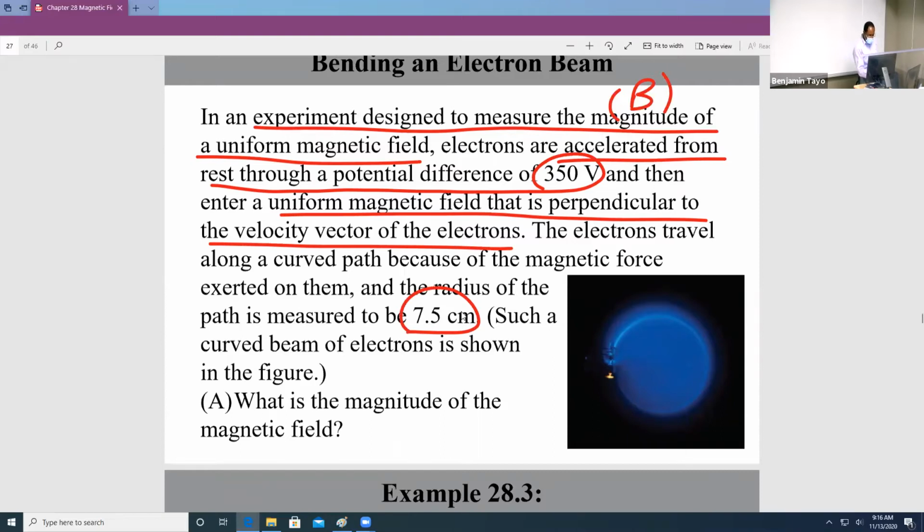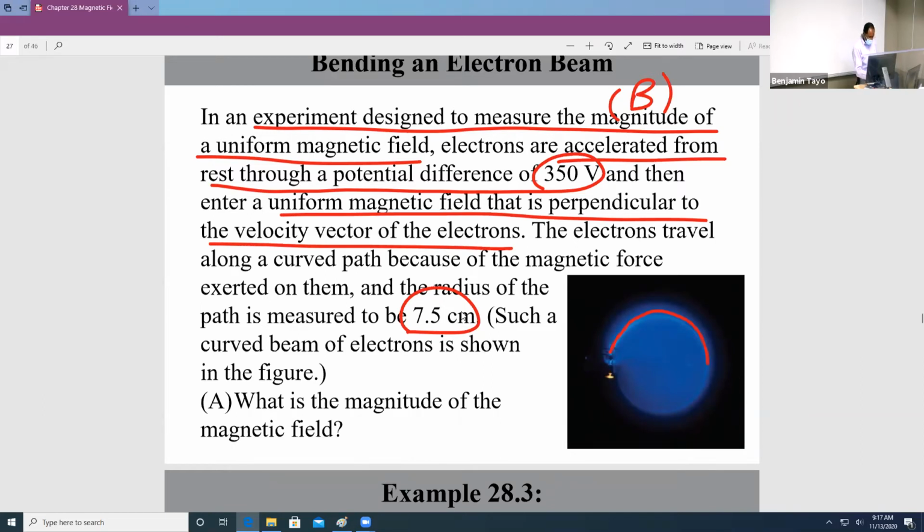Now, what is the magnitude of the magnetic field? Now, let's just see what we need to calculate here. So you can see in this picture here, these are the electrons that are moving like that. And it tells me what the radius is.